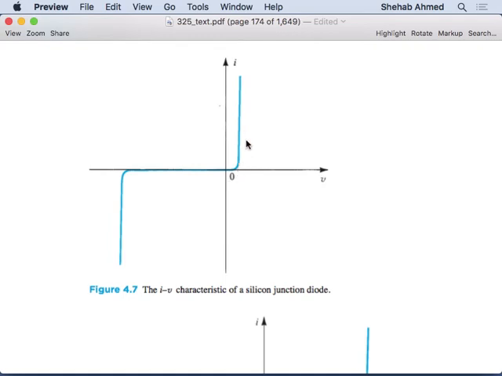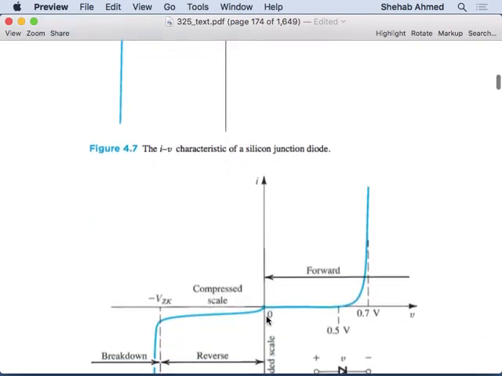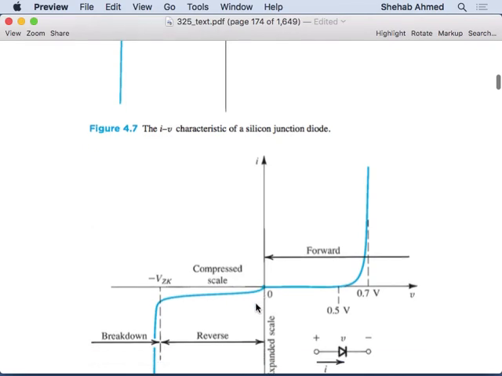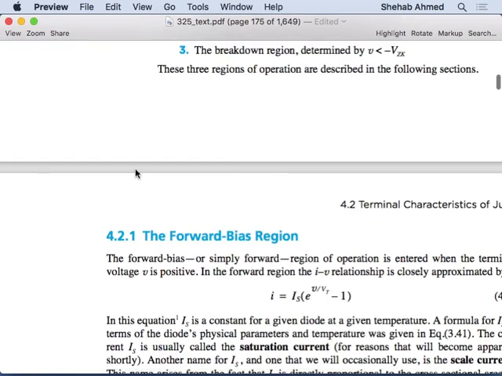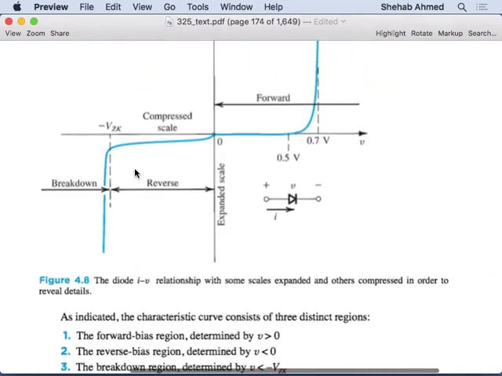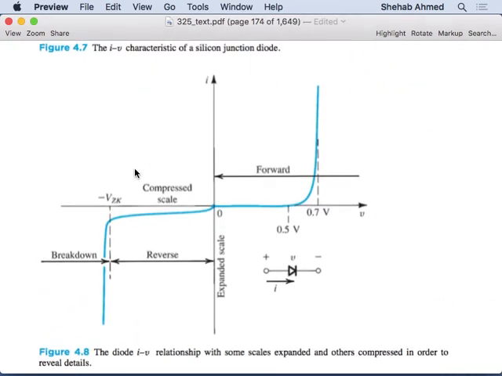How about in the reverse condition? As soon as I have a negative voltage, what's going to happen? Minority carriers will start drifting and creating a current, right? And that's why I have a small jump here. As soon as I have a negative voltage, I will have some current. So they talk about that a little bit, and then they talk about the characteristic, which we discussed in quite a bit of detail.